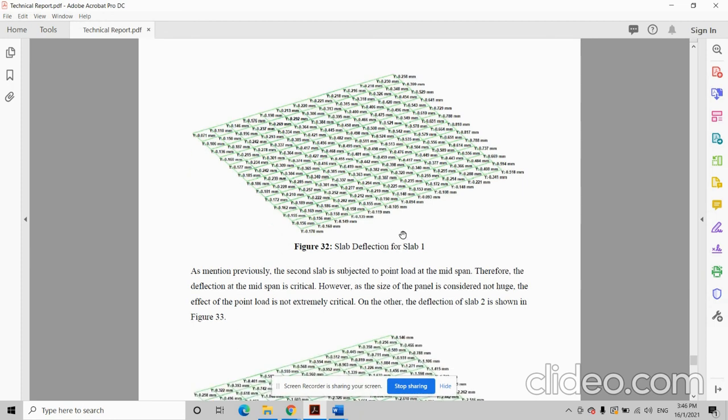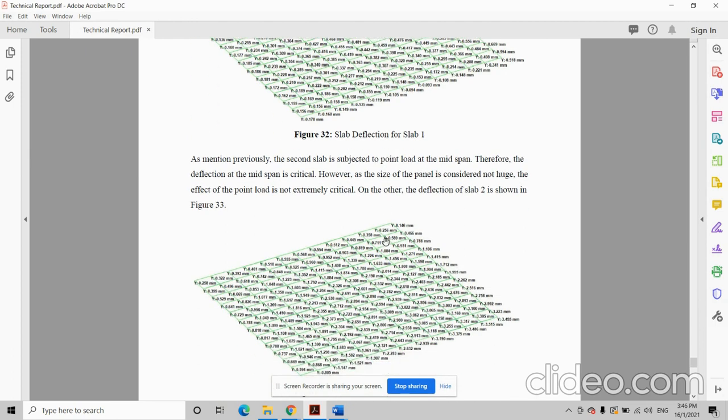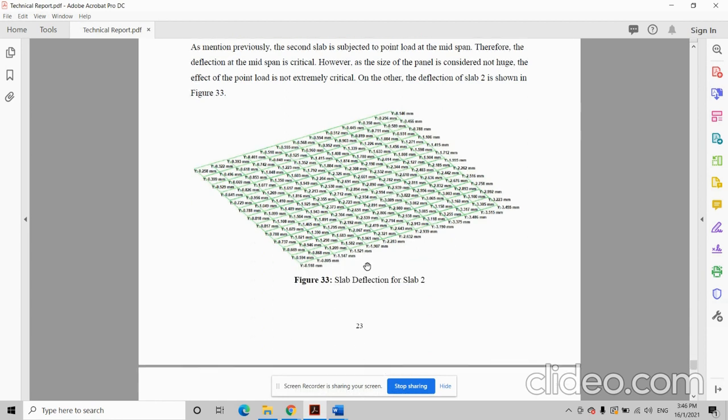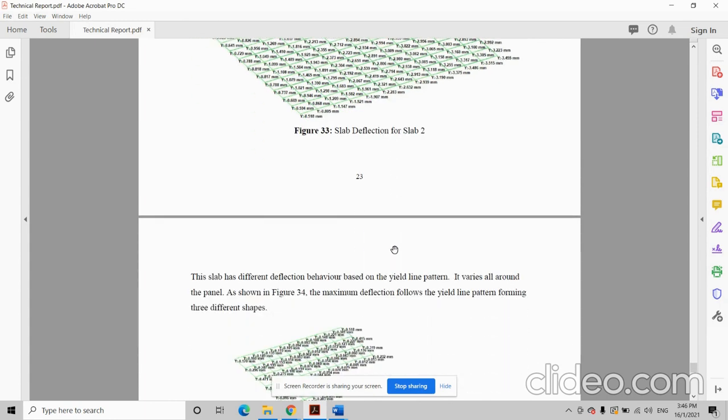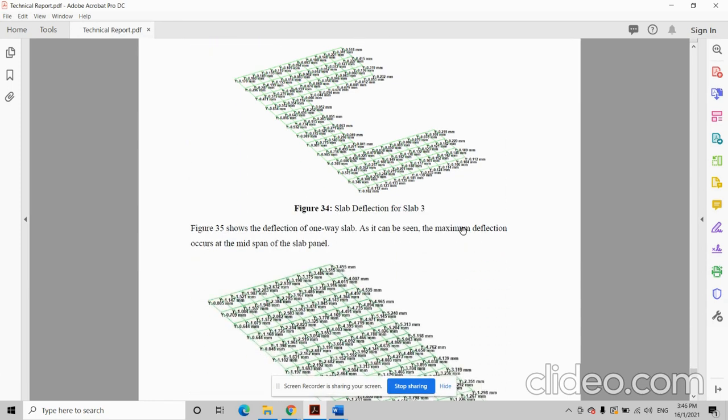As mentioned previously, the second slab is subjected to a point load at the midspan. Therefore, the deflection at the midspan is critical. However, as the size of the panel is not huge, the effect of the point load is not extremely critical. On the other side, the deflection of slab 2 is shown in figure 33. In this figure, the slab has different deflection behavior based on the yield line pattern. It varies all around the panel as shown in the figure. The maximum deflection follows the yield line pattern, forming 3 different types.